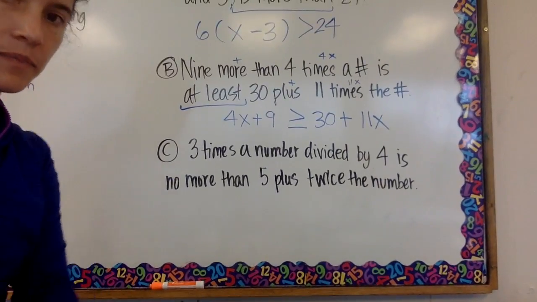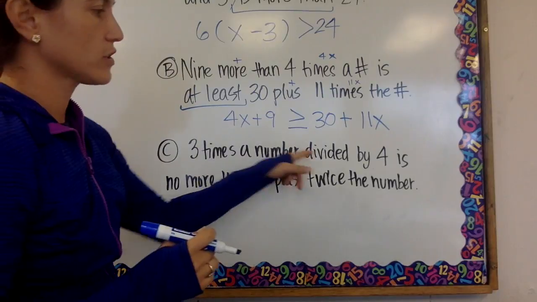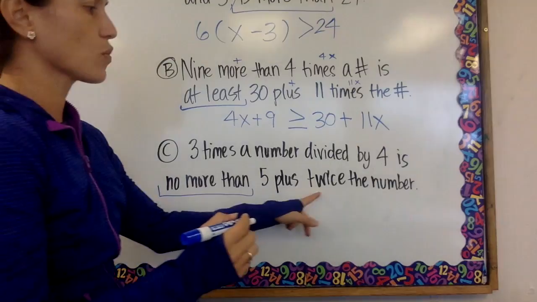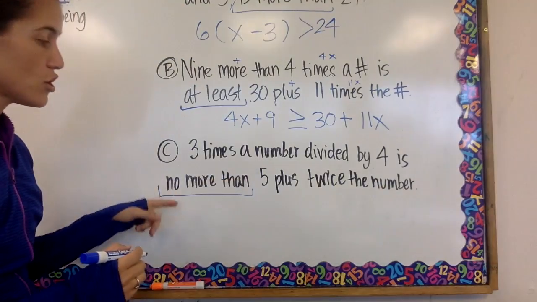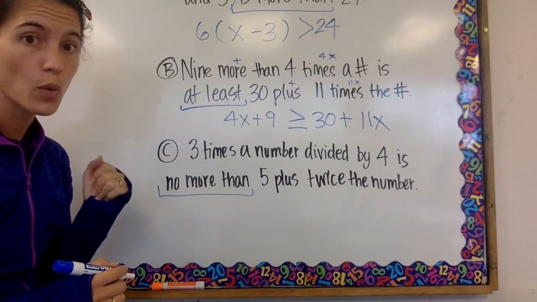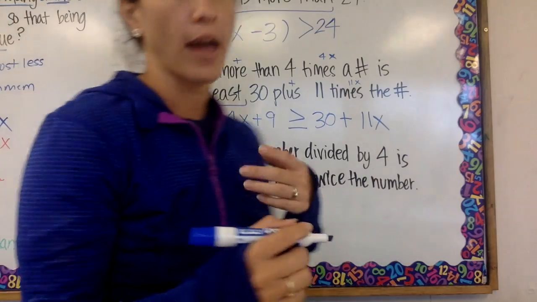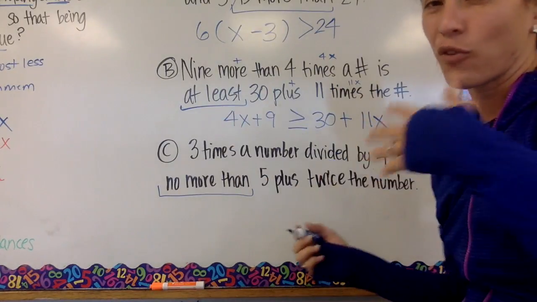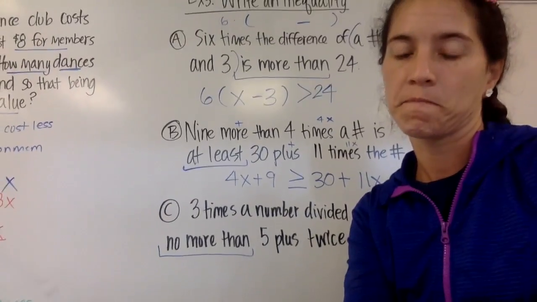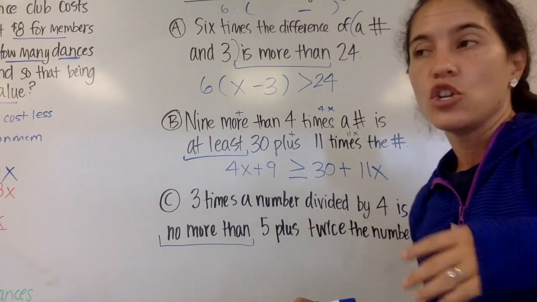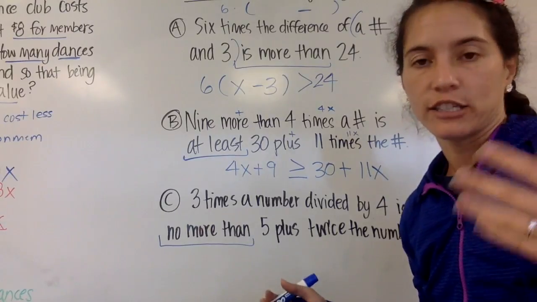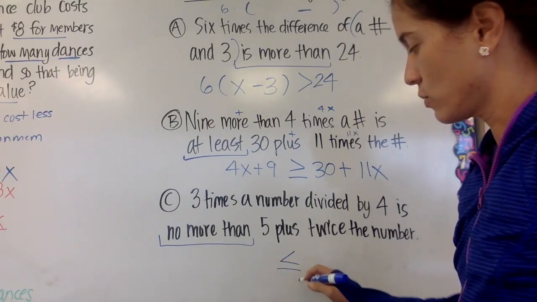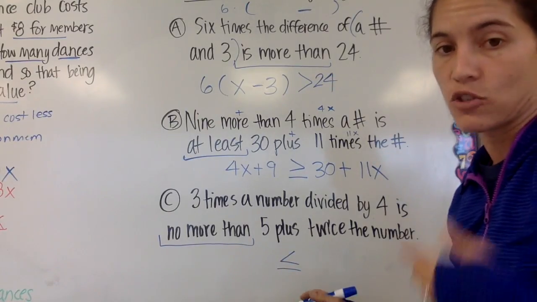All right, now letter C. 3 times a number divided by 4 is no more than 5 plus twice the number. So is no more than. What does is no more than mean? If somebody's talking about is no more than, that means it can't be any more than this. For example, theoretically, you can make no more than 100. So it would be less than or equal to. No more than means you can't have any more than that.